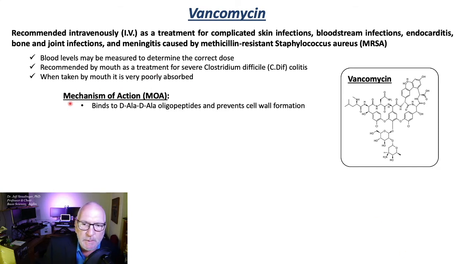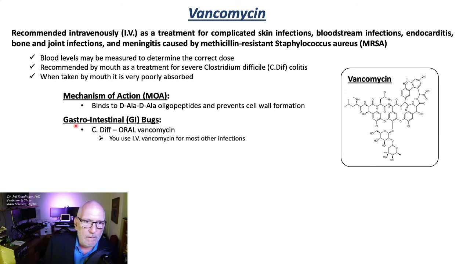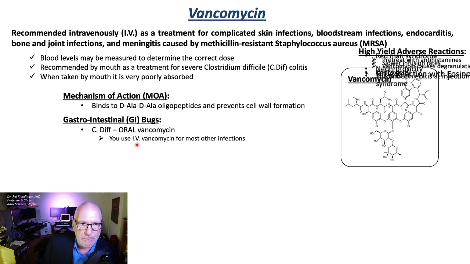This drug's mechanism of action is to prevent cell wall formation by binding to D-ala oligopeptides. One of the main uses in the GI system for vancomycin is to treat C. diff, and when you're doing that, you use oral vancomycin. You use IV vancomycin for most other infections.